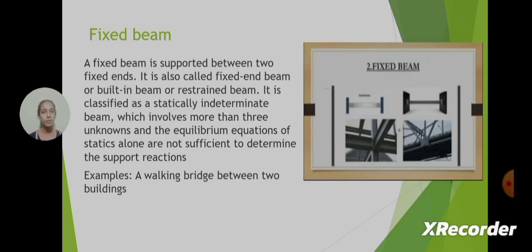Fixed beam. A fixed beam is supported between two fixed ends. It is also called a fixed end beam, built-in beam, or restrained beam. It is classified as a statically indeterminate beam, which involves more than three unknowns, and the equilibrium equations of statics alone are not sufficient to determine the support reactions. Example: a walking bridge between two buildings.